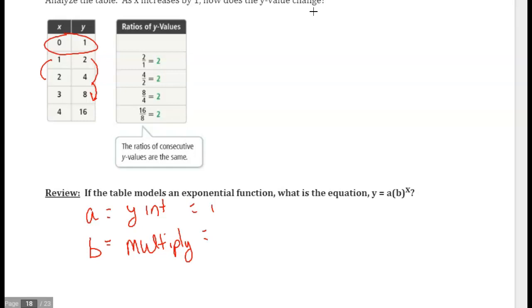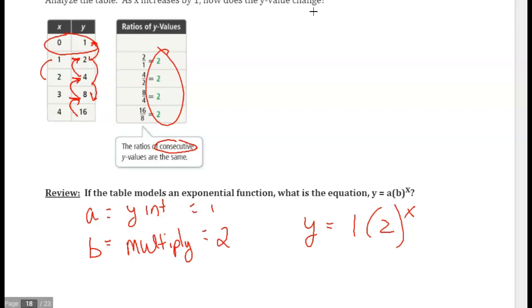And that's what they're doing. The way they're checking this is the ratio of y values. So what they're taking is 2 divided by 1, 4 divided by 2, 8 divided by 4, 16 divided by 8. And notice they use the word consecutive here. The ratios of consecutive y values are the same. So what are we multiplying by? This ratio is 2. So my formula here is y equals 2 to the x.